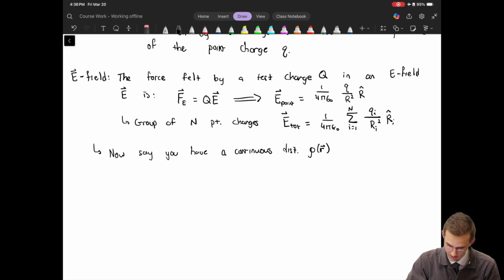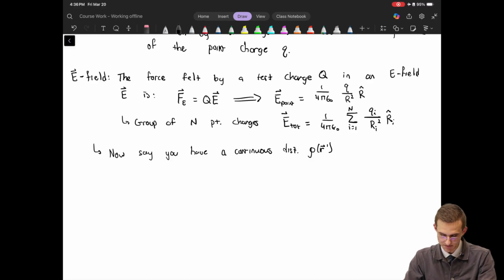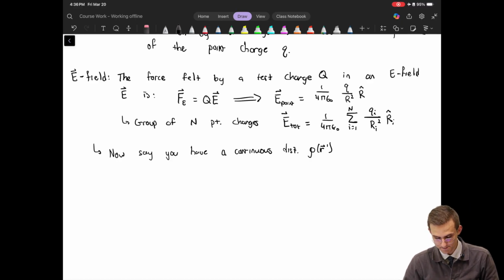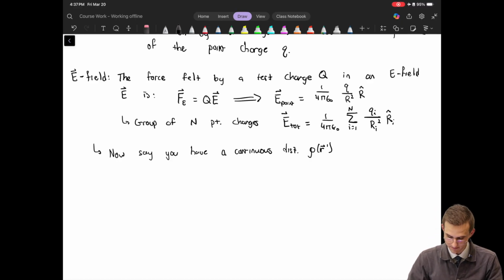R prime, it would be rho of R prime, right? Because this is the source material. I'll drop the little C for charge density, because in E&M that's often not put there. So let's assume that whenever you see a rho, unless otherwise stated, you're talking about a charge density. Then it becomes an integral, because an integral is just a sum, but a sum over infinitesimal volume elements.